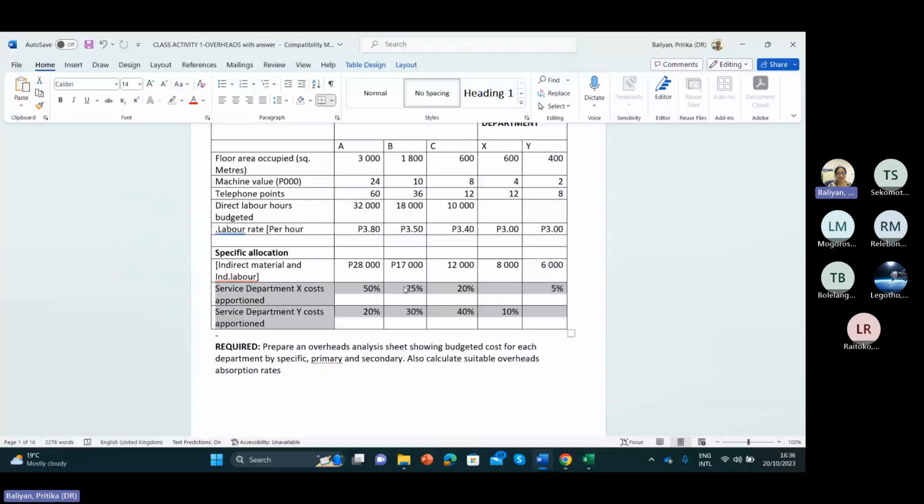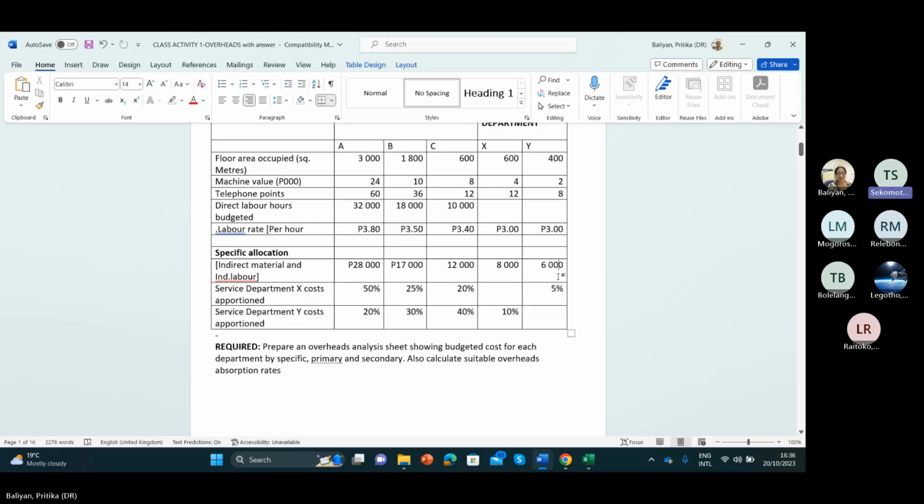50 plus 25 and 20. 25. So the total is 90, right? Yes. 95, sorry. So that 49,000 will be apportioned 50 over 95 times 49,000. Then when you are doing for B, department B, 25 over 95 times 49. We are ignoring this 5%, which is the portion that goes to the department Y.